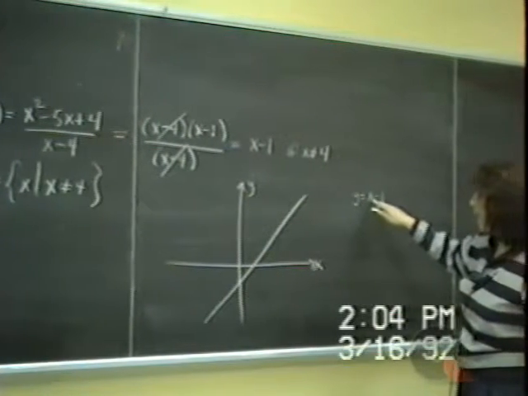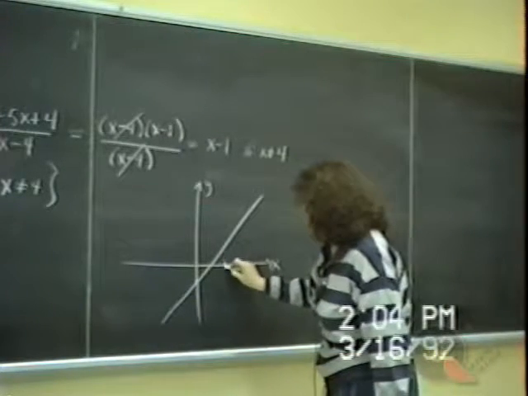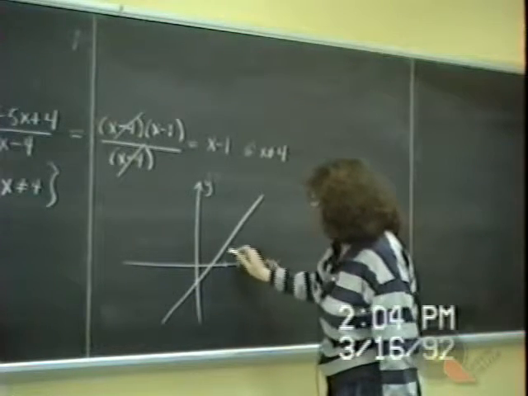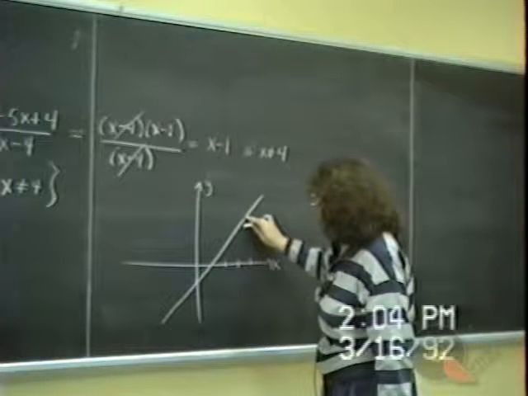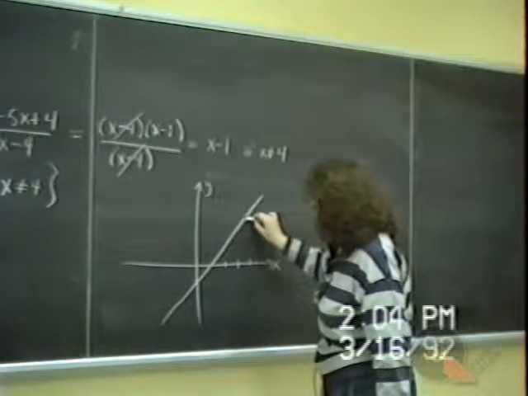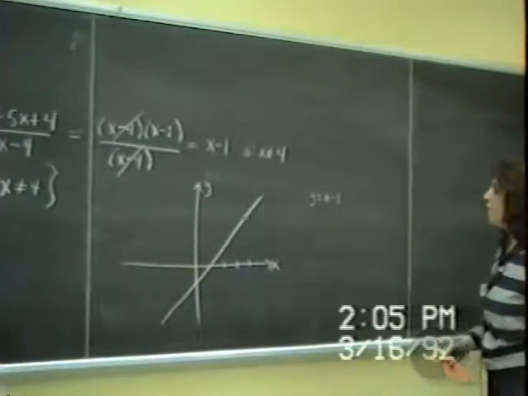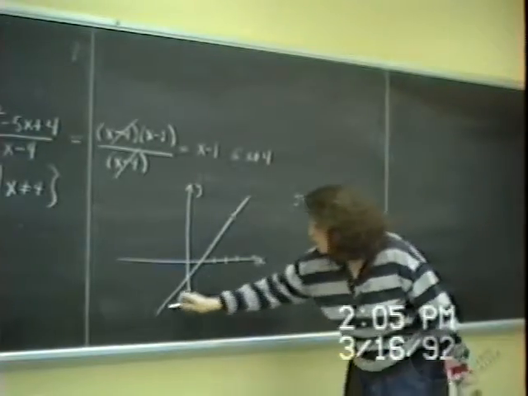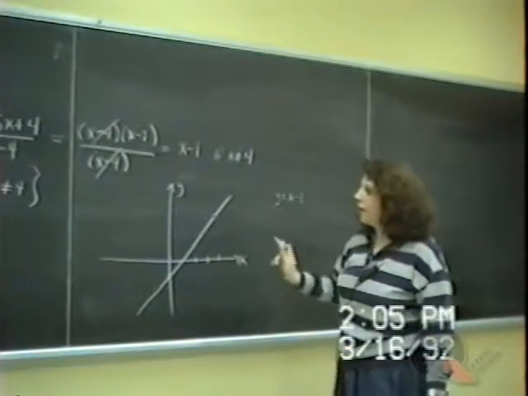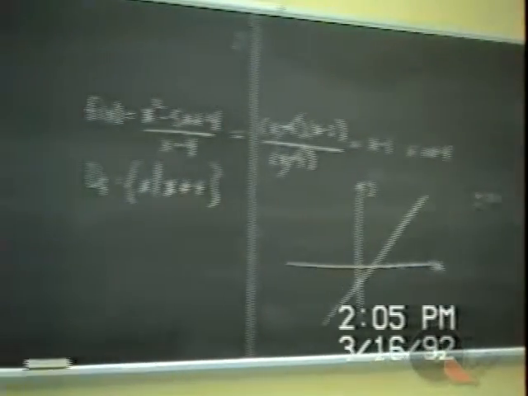If x had been equal to 4, y would be equal to 3. 1, 2, 3, 4. This is the point (4, 3). Okay, the graph of y equals f of x looks like this. It's a line with a hole in it. The graph of y equals x minus 1 is just the entire line. Now, let's go back over here and look at this problem.